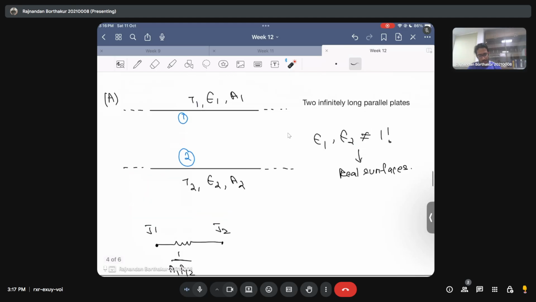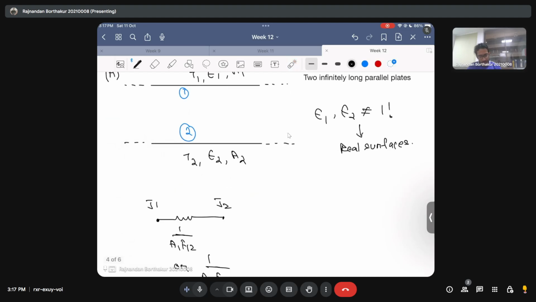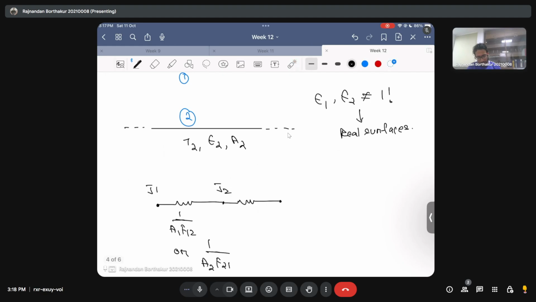I hope you can understand that this holds if 1 and 2 are black surfaces, but since their emissivities are not equal to 1, meaning they are not black surfaces, we will encounter two more resistances, as we saw: the surface resistance associated with body 1 and the surface resistance associated with body 2, which we extend from the radiosity nodes. And typically this is the path that you need to follow whenever you are trying to draw any resistance network in radiation analysis.